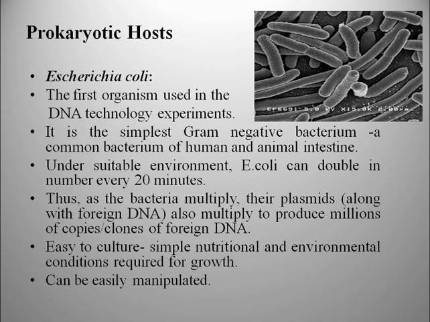So what are the advantages of using E. coli as host cell in rDNA technology? First is E. coli can double in number after every 20 minutes. It has a very short life cycle, quickly multiplies into a large number, right? Thus as the bacteria multiply, their plasmid along with the foreign DNA also multiplies to produce millions of copies, that is clones of foreign DNA. So if we want to do gene cloning within E. coli, we can get a number of copies or clones of foreign DNA within a few minutes.